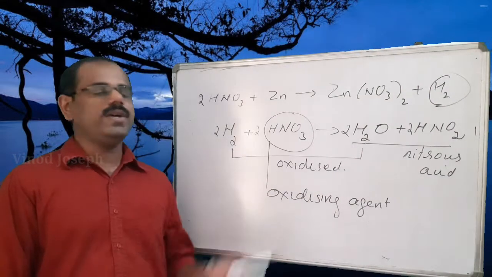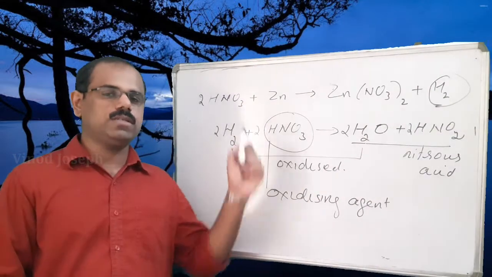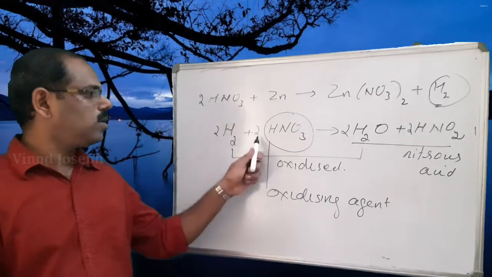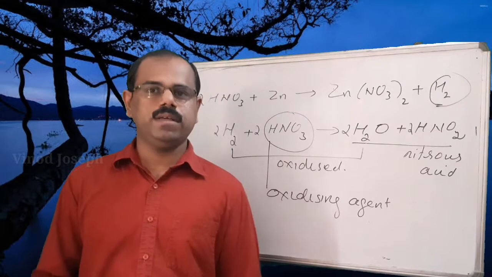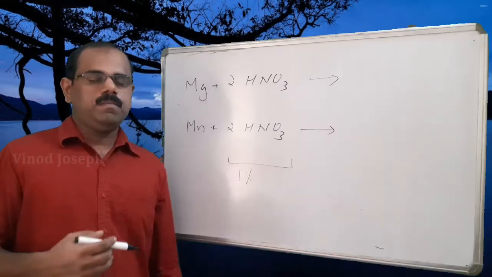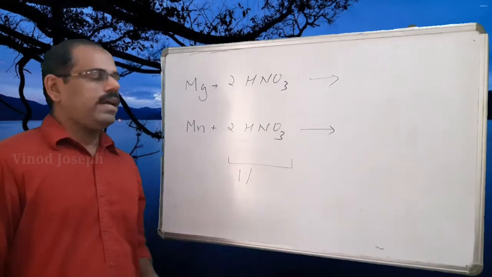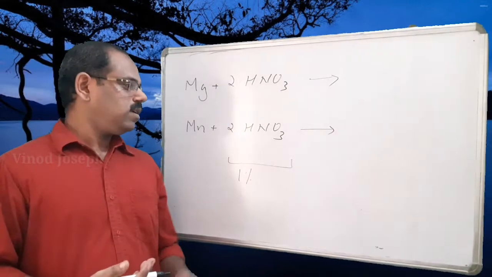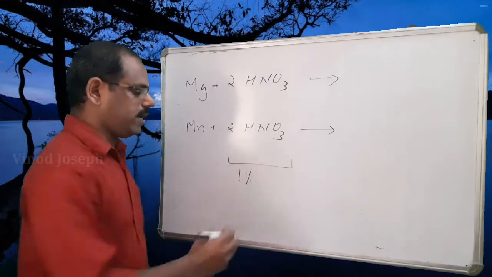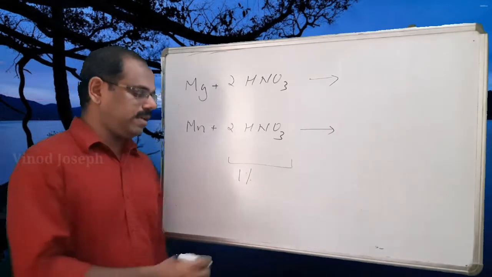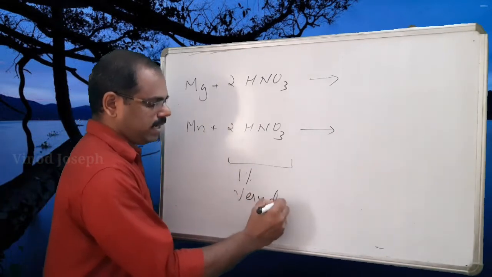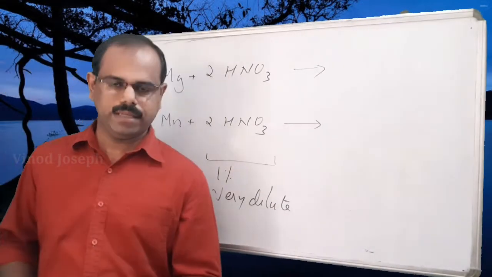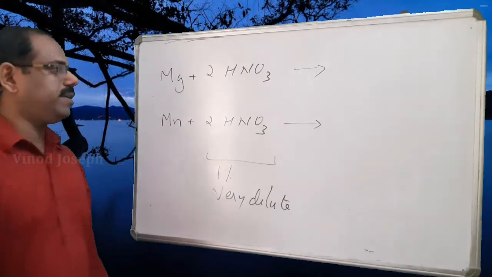Make sure, while writing the equations, they are always balanced. Here 2, 2, 2, 2 and 2. Then only will the equation get balanced. But you see, nitric acid can produce hydrogen with a condition. If we use a very dilute nitric acid, say 1% nitric acid, which means 99% water, it will produce hydrogen gas.